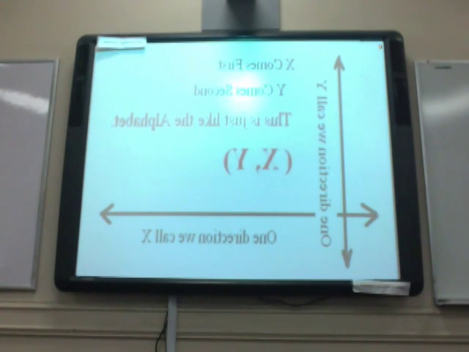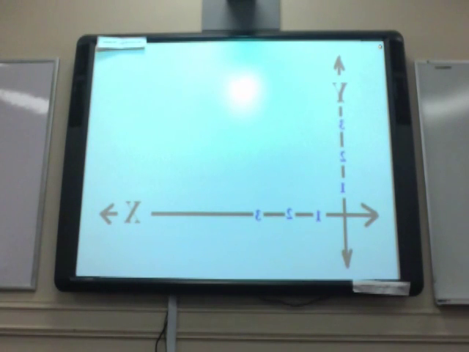X is first, then there's y, and you have what's called an ordered pair. The ordered pair here, x, y. X is some number, y is some number. It gives you the address, the location. Let's take a look at how that works.